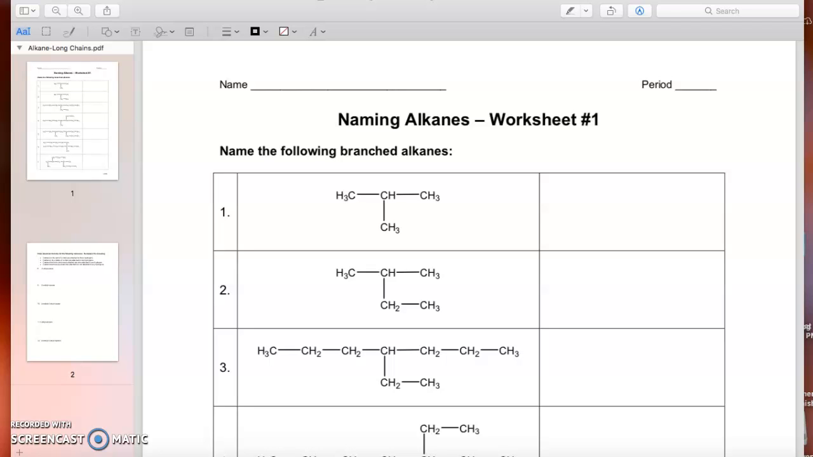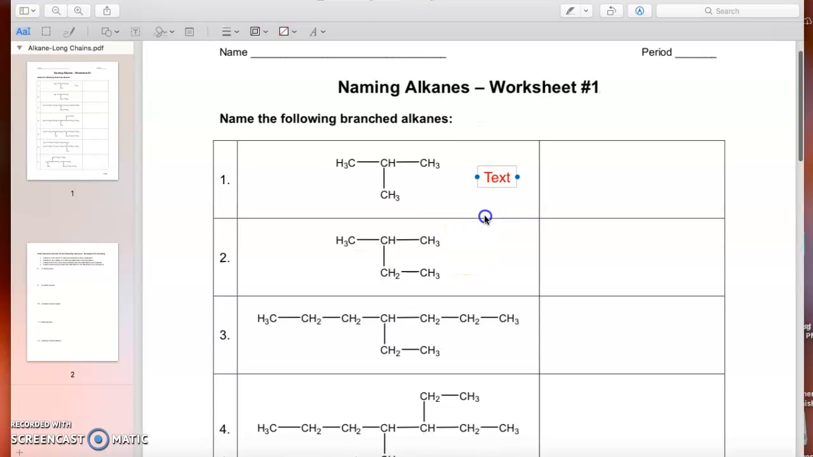All right, here's video number 2, and this is on how to name these longer alkanes. Because it's an alkane, all of these are going to be single bonded together hydrocarbons. And with this, some key things to keep in mind when we are naming these ones, okay?